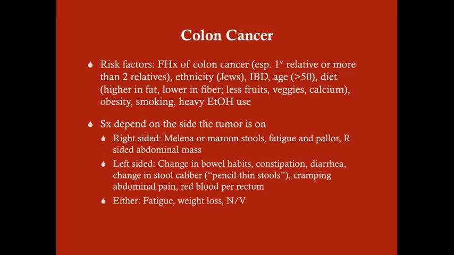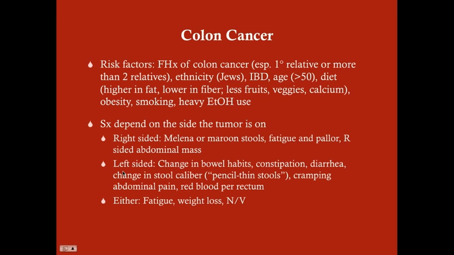If it's on the right side, what you're going to get with any colon cancer is bleeding. If it's on the ascending colon side, that blood is going to sit around in the large intestine for a while, and so it can be degraded down into what would appear to be melena, or it could show as maroon stools, but it won't necessarily show as bright red blood. These patients can also have fatigue and pallor. That's going to be iron deficiency anemia just due to their chronic bleeding. And they may also have a right-sided abdominal mass, which would be the tumor itself.